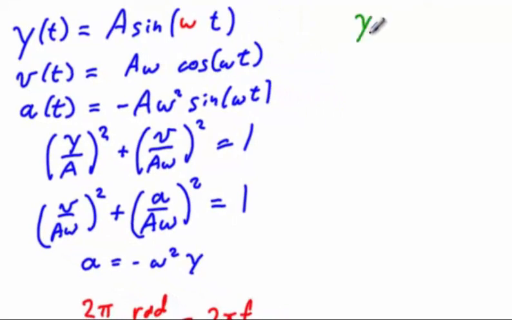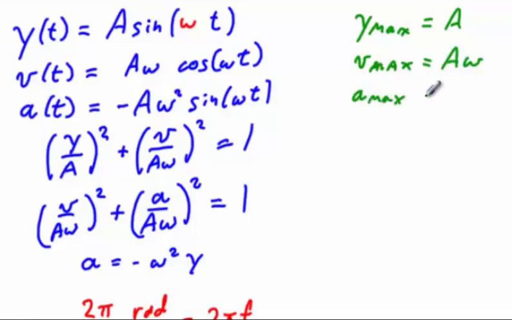It's worth noting the maximum value of each one of these quantities. The maximum value of the position is equal to A, the amplitude. The maximum value of the velocity is the amplitude times omega. And the maximum value of the acceleration is the amplitude times omega squared.